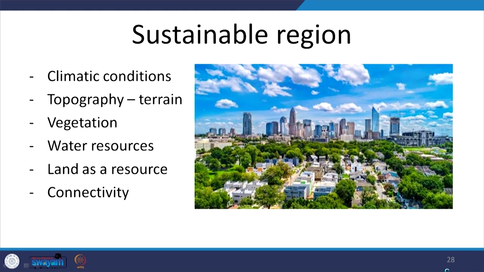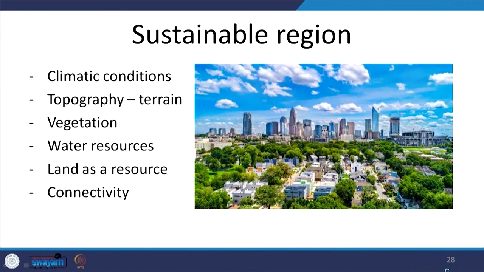If we go bigger than that, if we're talking about the region, we have to look at the climatic conditions. We have to look at the topography. So there might be mountains, there might be rivers, there might be an entire ecological system where the groundwater gets recharged automatically. So there are jungles, there are water bodies, and all of that together work as a system. The majority of our cities, because they only concentrated on the problems within the city, they forgot that they are part of this region.